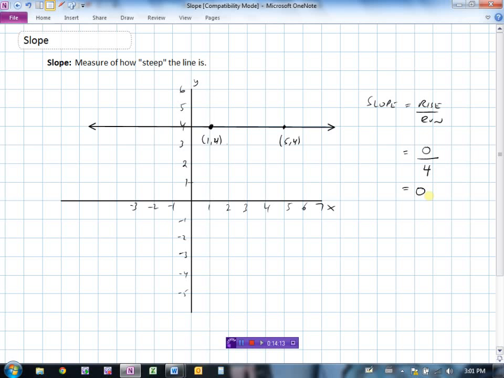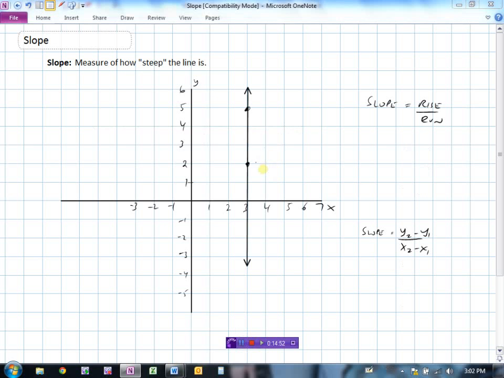So horizontal lines always have a slope of 0. And the slope of 0 simply means that the line is flat. It's a horizontal line. It works as well with the points. We could put it in here. So y2 minus y1 over x2 minus x1 would be 4 minus 4, which is 0, over 5 minus 1. So we get 0 over 4, which of course is 0. So we just need to remember that horizontal lines have a slope of 0. And let's look at what happens when the line is vertical.